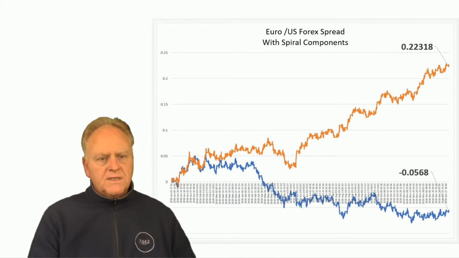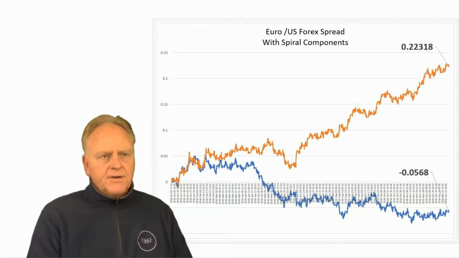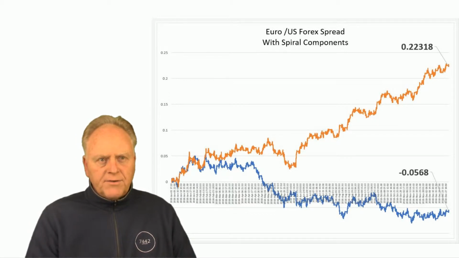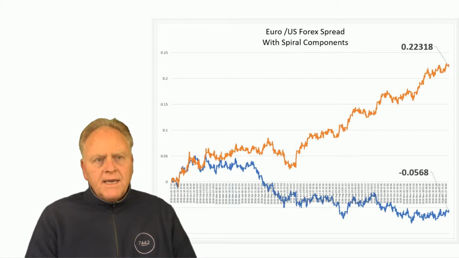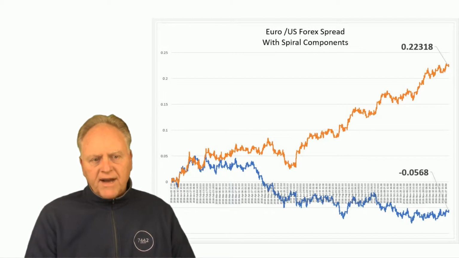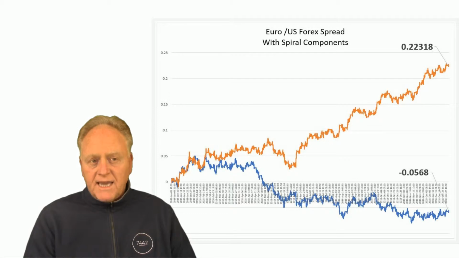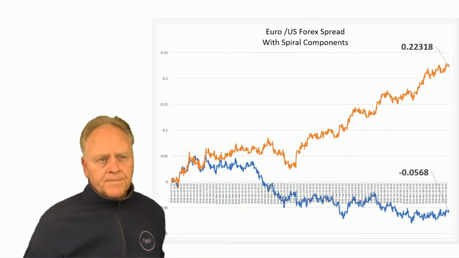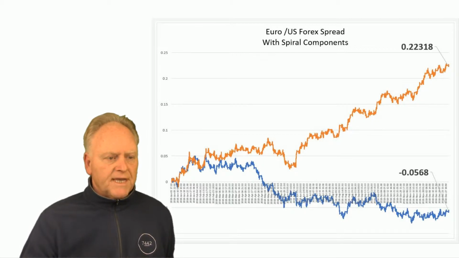Let's see, I have a couple more. Then I have the euro. So the euro US dollar Forex spread showed a gain of 0.22318 compared to a loss of negative 0.0568. Again, close to a 4-fold improvement. So if you did the exact opposite of the market, just being long the dollar and short the euro, you'd gain 0.0568, whereas by applying the octet array to the pre-computed buy and sell signals, you have a gain of 0.22318, which I think is significant. You can compute what that actual dollar gain is.